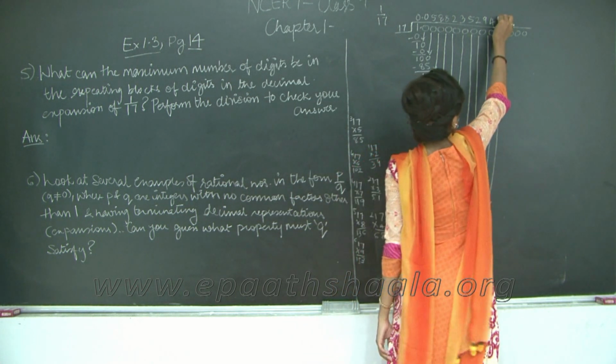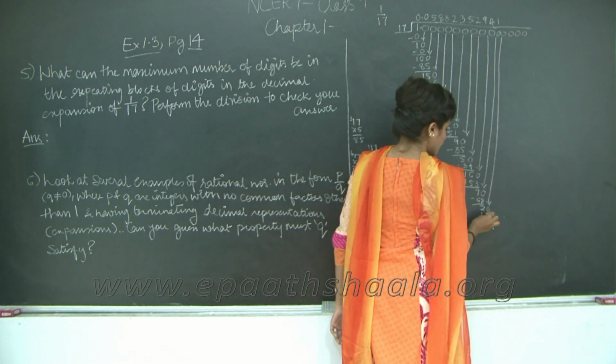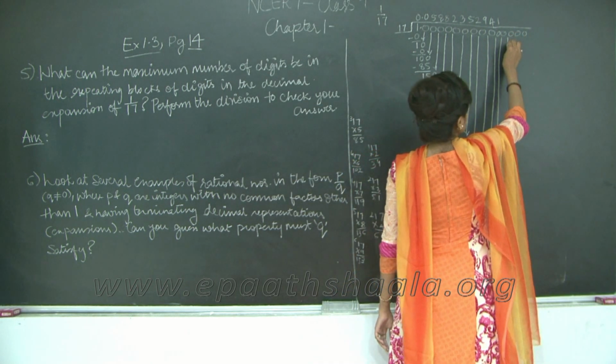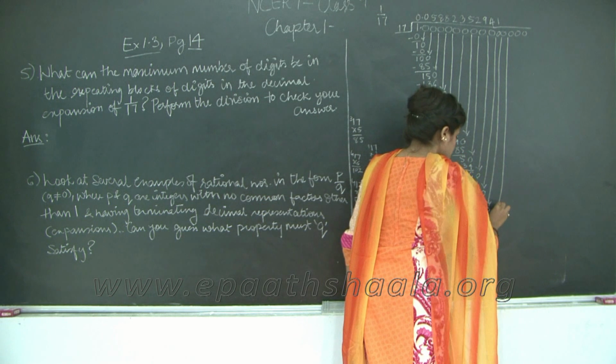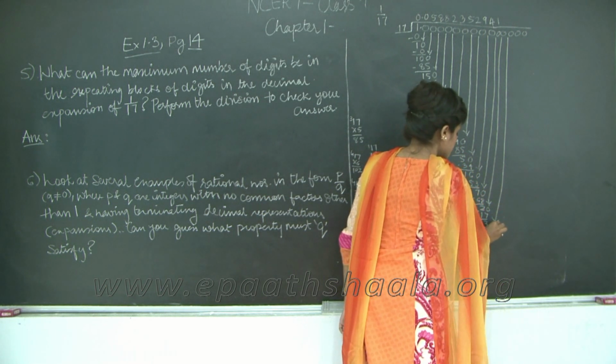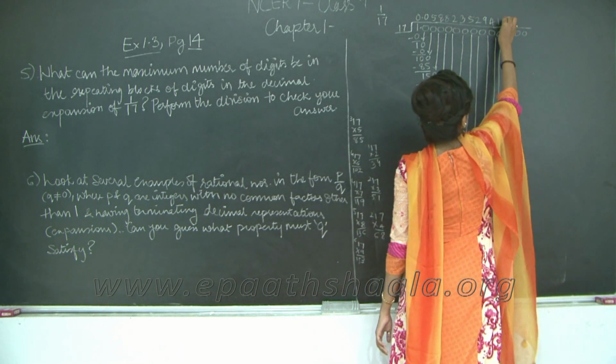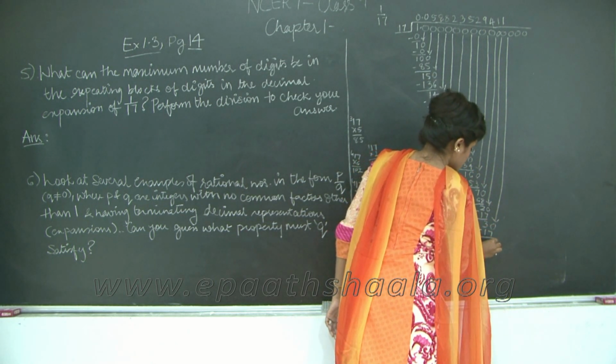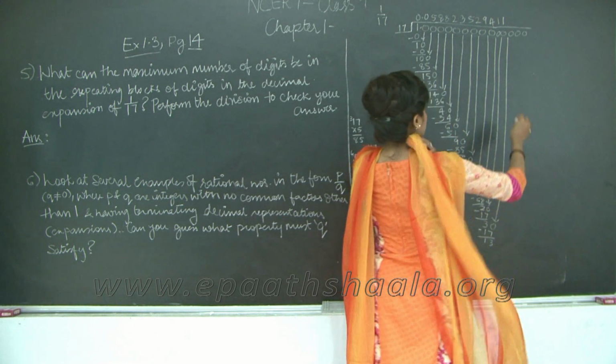20. So 17 1s are 17. 20 minus 17 is 3. Right? I'll bring down this 0. 17 1s are 17. So this is going to be 3 and 13.